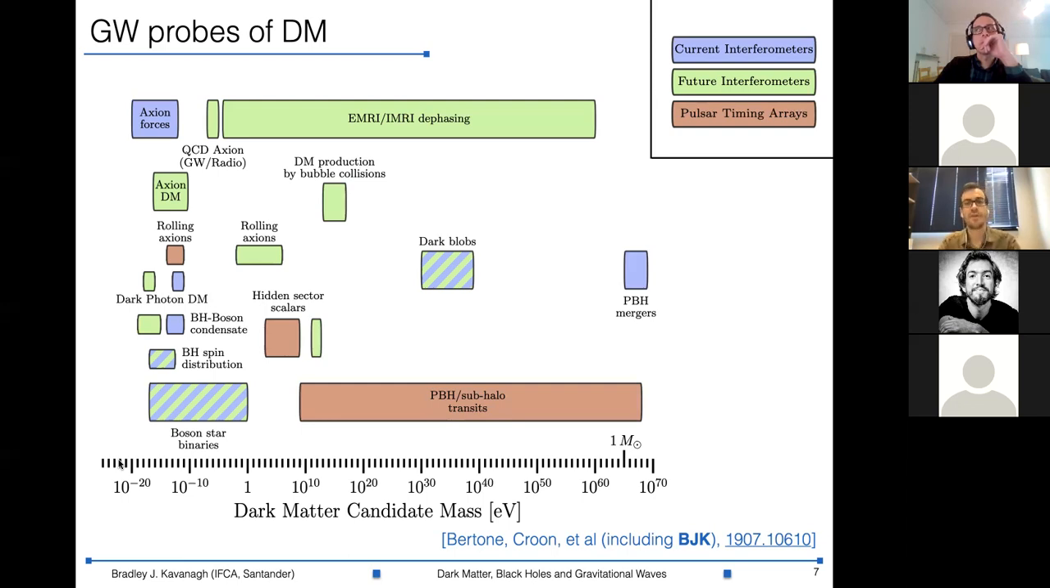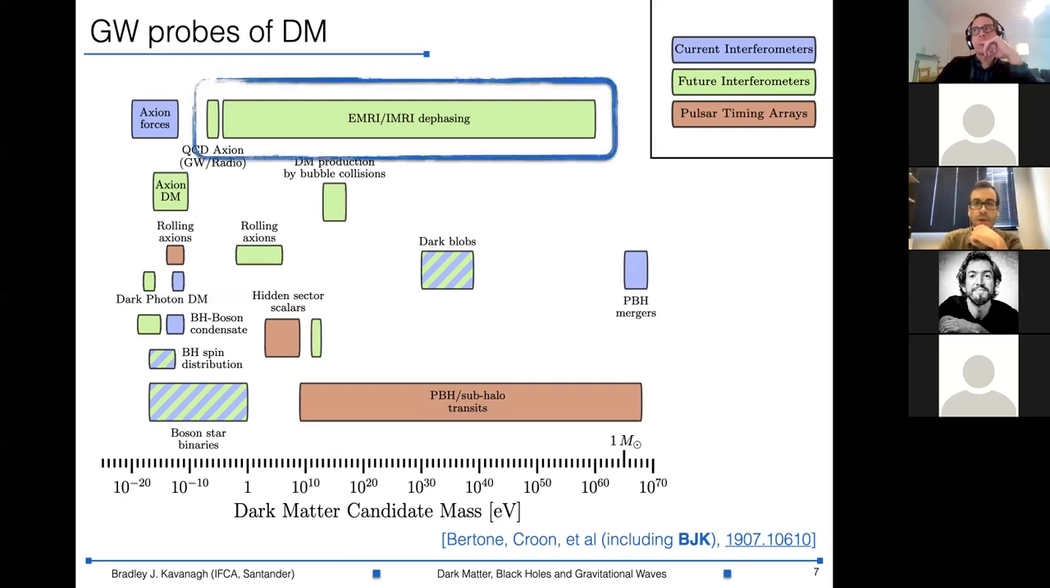You have to think carefully, and you have to decide exactly how you're going to look, which mass range you're going to look in, and exactly what signature you're going to look for. But this, to me, tells us that gravitational waves are a very exciting and interesting way to look for dark matter. Okay, and the thing that I'm going to talk about today is what's called dark matter dephasing, or gravitational wave dephasing. Okay, and I'll explain exactly what that is in a minute. But as you can see, it really covers a huge range of dark matter masses.